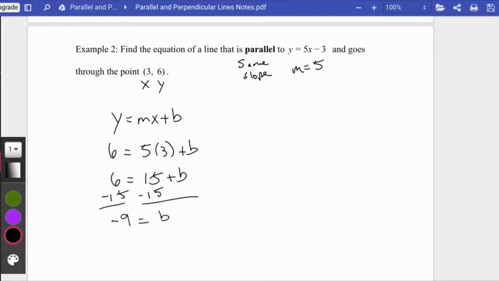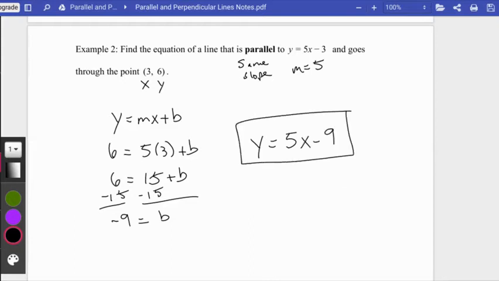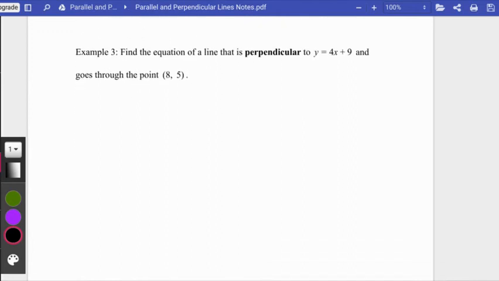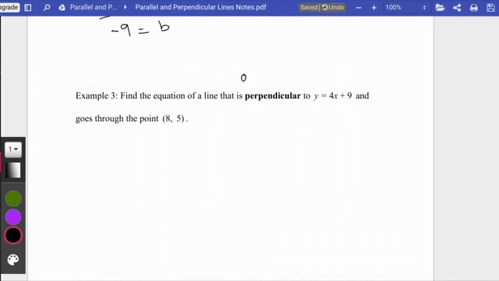And we find that b is -9. So our final equation is y = 5x - 9. Nice. Perpendicular is a little bit different. Remember, we're doing opposite reciprocal slopes. That means we're going to change it from positive to negative or negative to positive, and we're going to flip the fraction. The next 3 will be all like this.